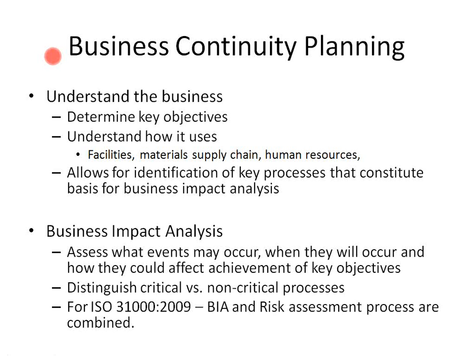the next step. So on the business impact, we say, okay, once we understand what our business operations are, we know what we do, we assess what events may occur, when they will occur, and how they could affect achievement of key objectives. This is where we talked about a risk registry last class. They kind of tie in together when you start thinking about business continuity and risk management. They really do tie in.